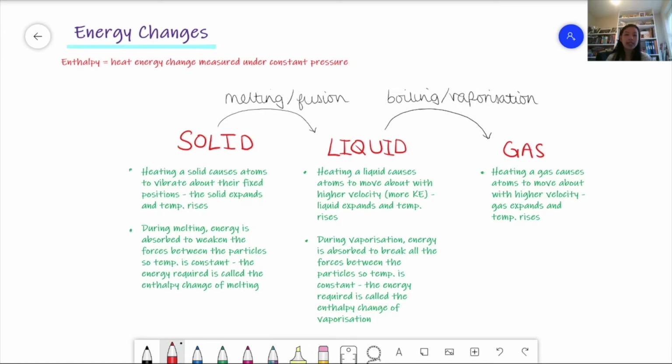When it turns into a gas, if you continue to heat it, it just causes the atoms to move about with even higher velocity, and so the gas expands and the temperature rises. So if we look at a graph of changing states, if this is the temperature, then first of all, we start off with a solid, the temperature rises, and then at some point it will turn into a liquid when it reaches its melting point. So say this is its melting point.